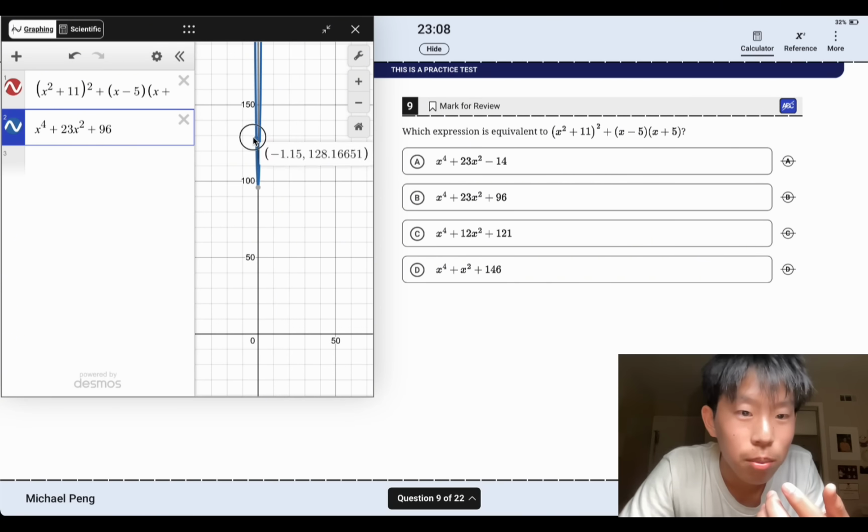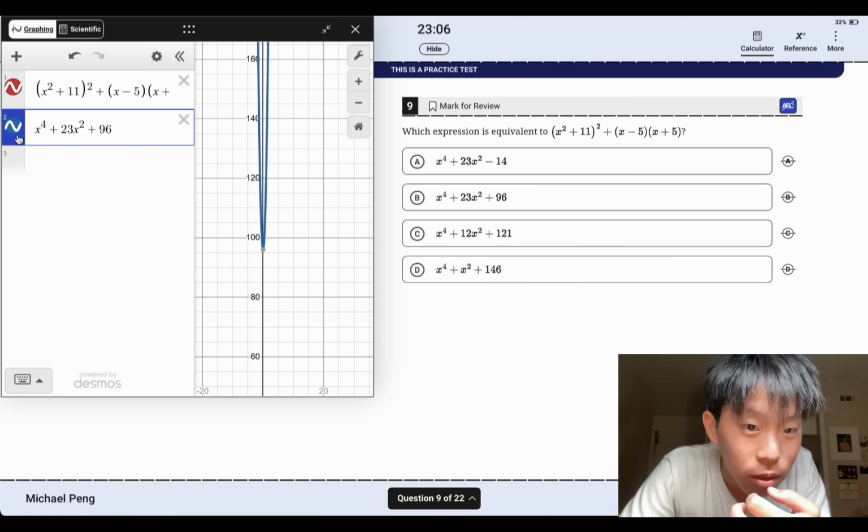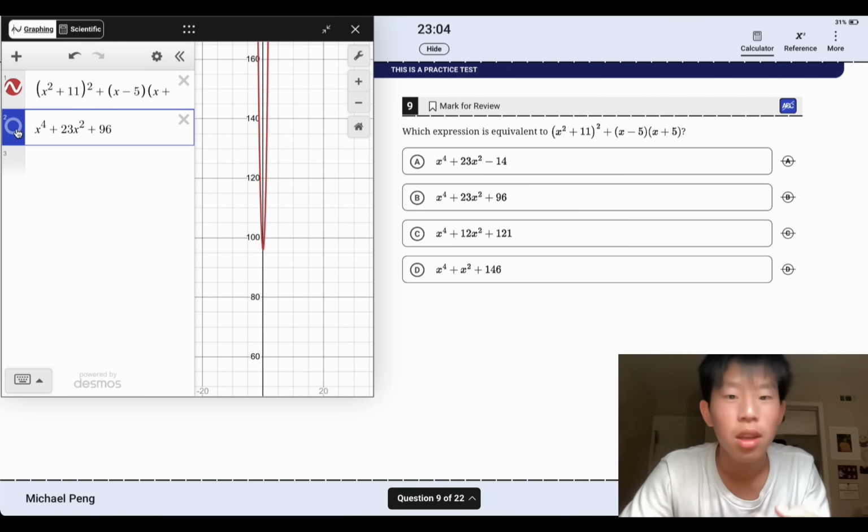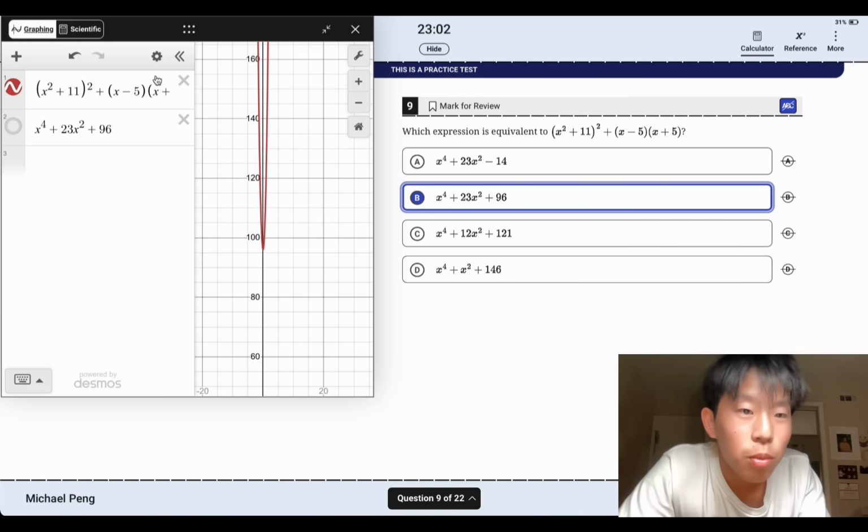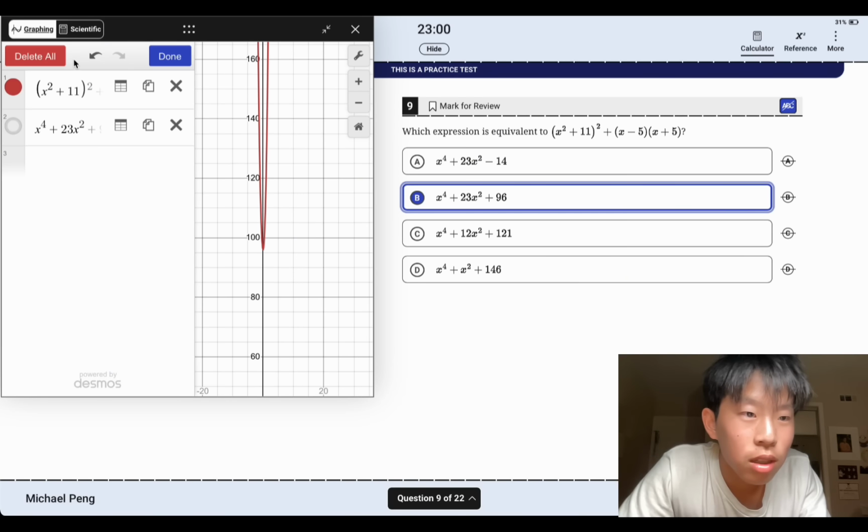Yes. You see how it lines up perfectly? It lines up, watch. Hi. Now you see me? No, you don't. So it has to be B. Oh, and you're probably wondering, how do I delete all? You just click the settings and you click delete all.